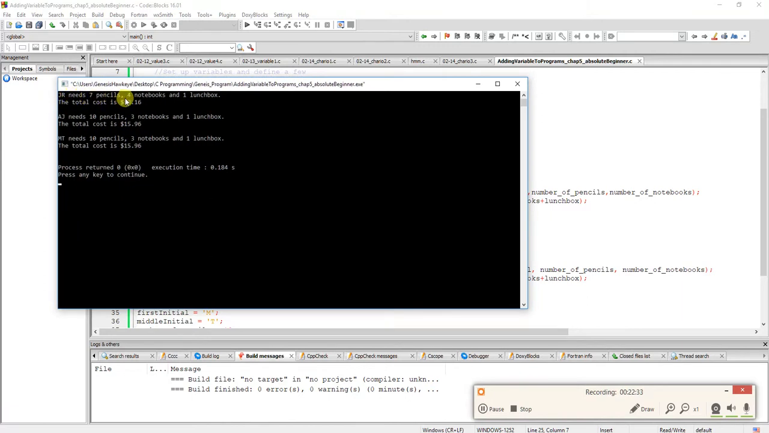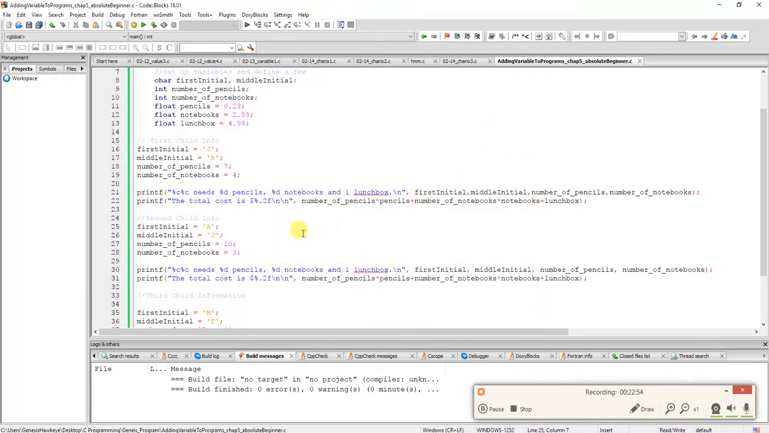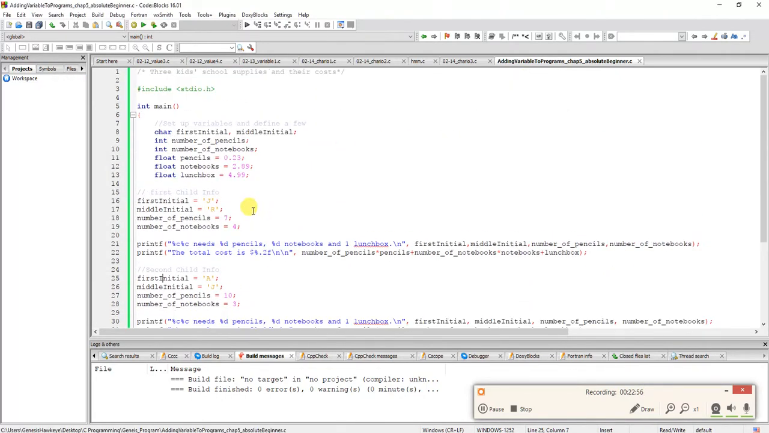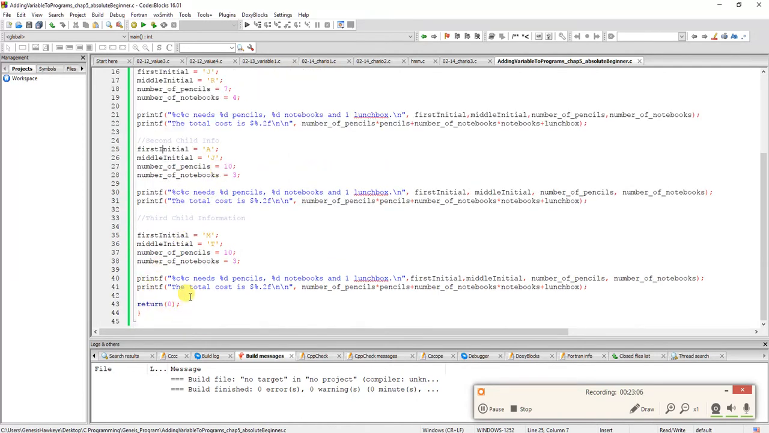JR needs 7 pencils, 4 notebooks, and 1 lunchbox. The total cost is $18.16. AJ needs 10 pencils, 3 notebooks, and 1 lunchbox. The total cost is $15.96. MT needs 10 pencils, 3 notebooks, and 1 lunchbox. The total cost is $15.96. So we built a program that calculates for us 3 kids' school supplies and the cost of those school supplies. And that was amazing. This is a great program, right?